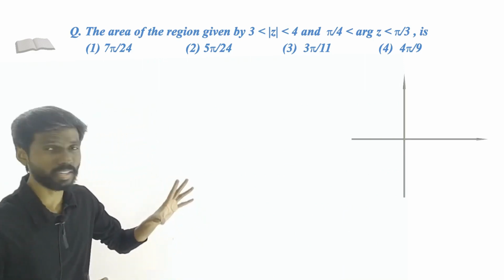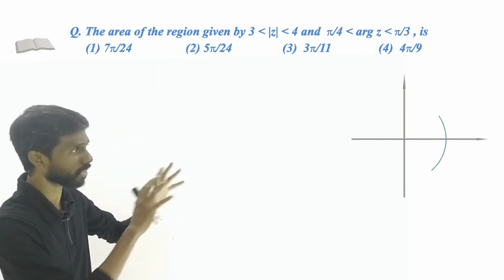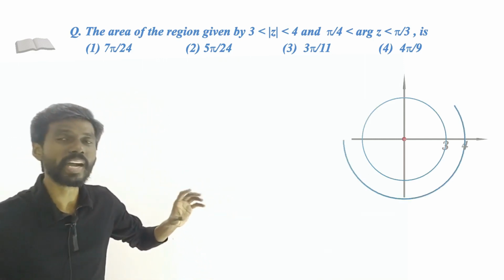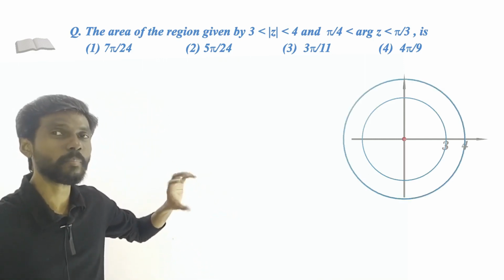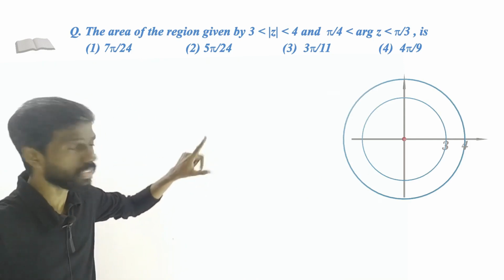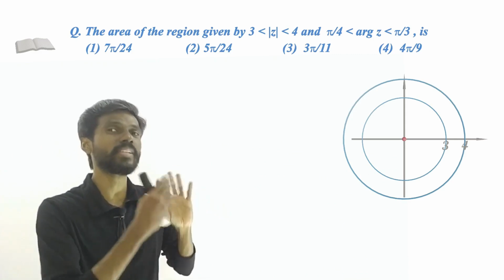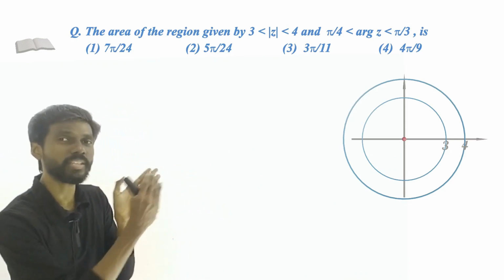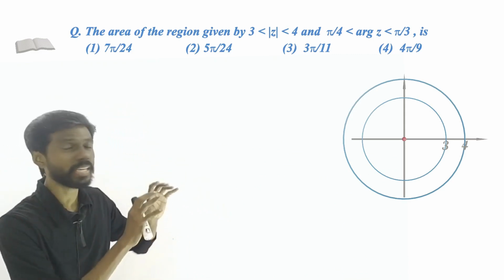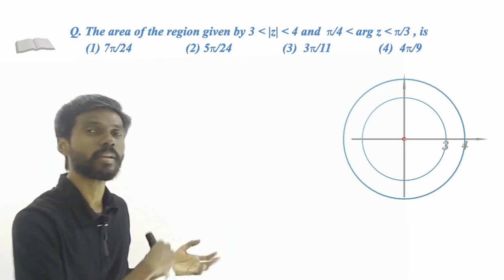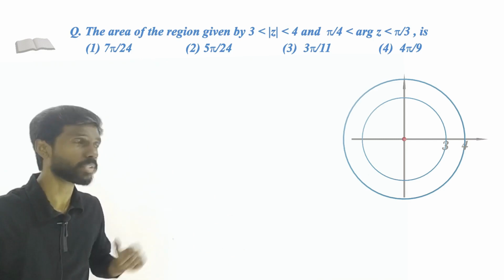So modulus of z equal to 3, what is that? That is a circle with center origin and radius 3. Now modulus of z is equal to 4. So that is also a circle, same center origin but radius 4. But this time the inequality means modulus of z is greater than 3 but less than 4. That means in between these two circles. Alright, so our region is between these two circles, outside one of the circles, inside the other circle. Okay, done. Now next one.